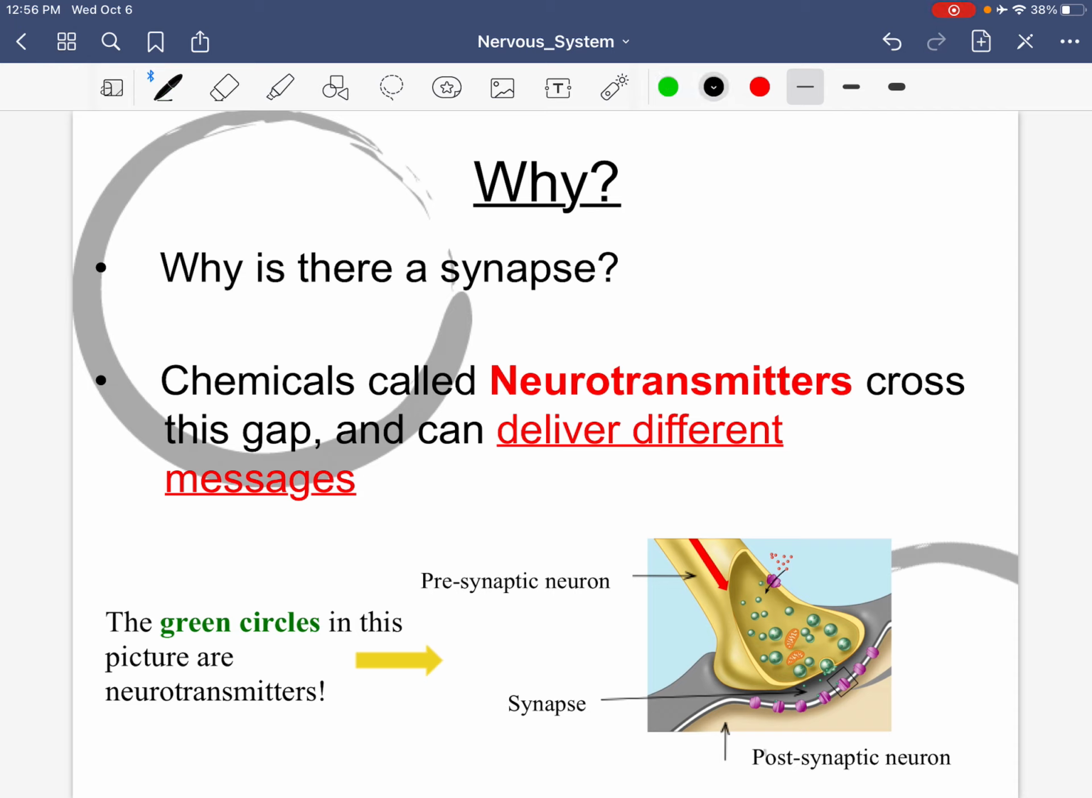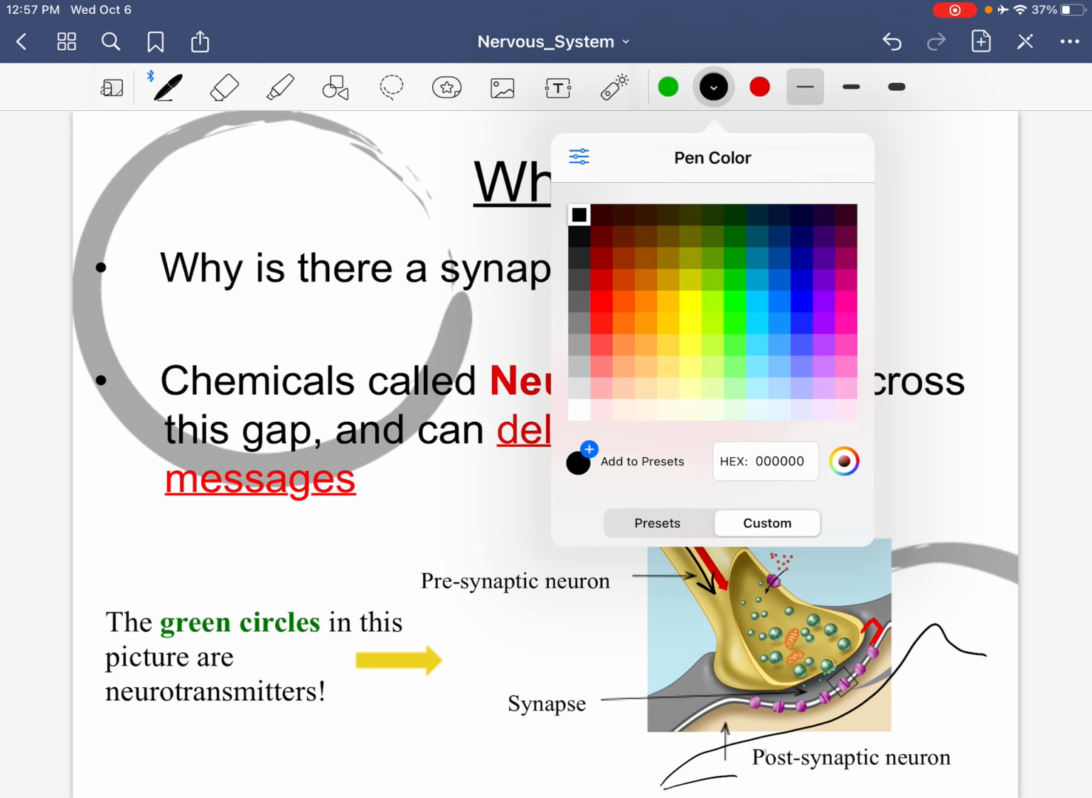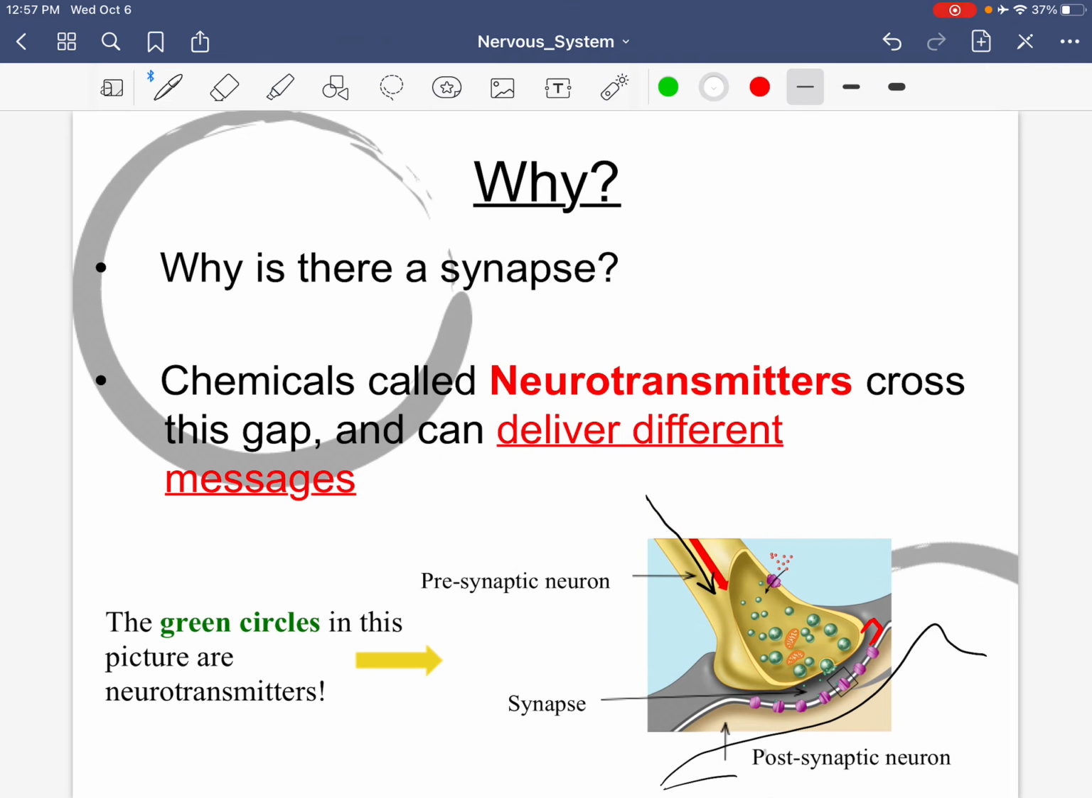So here we have, let's see, what color should I use? We'll do black. Here I have the axon of one neuron. This is the axon, leading into another neuron. This little teeny tiny gap is called the synapse, right? So the end of one neuron doesn't touch the next thing. There's a little gap called a synapse. And what are we going to release across that synapse? Chemicals called neurotransmitters. These little green circles are storing neurotransmitters.